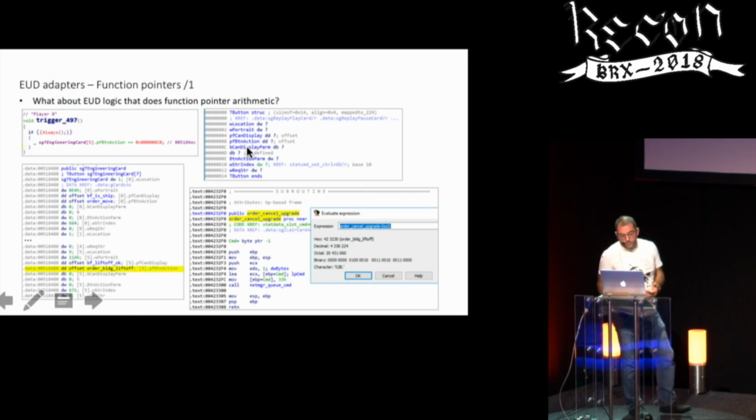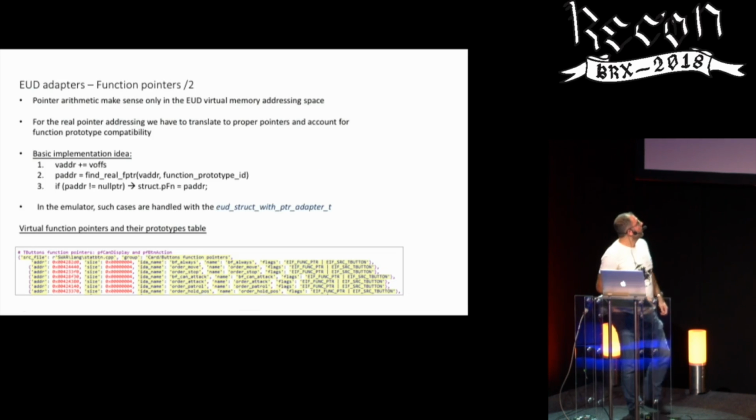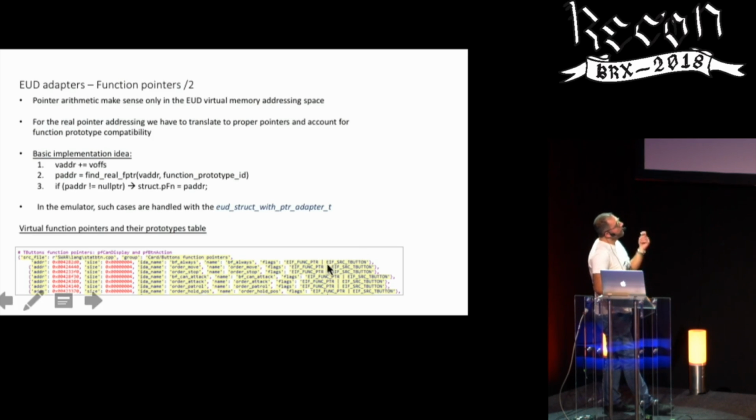So in my table, I had to have additional information associated with the index saying what is the prototype. So it's a function pointer, and that's the prototype. And then when I do the translation, I can tell if it's a compatible pointer or not. So the basic idea is if I have a virtual address and we add to it a virtual offset, then the physical address is: try to find a real pointer in the table for that virtual address with the prototype ID in question. If I find it, then I can really update the real function pointer with the real physical pointer.